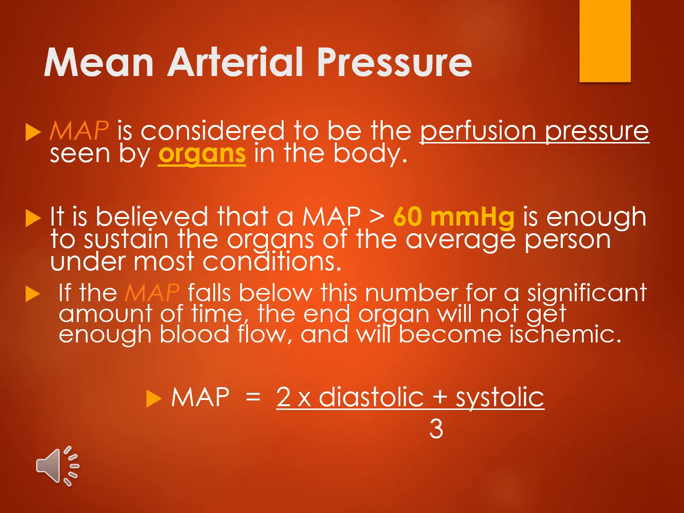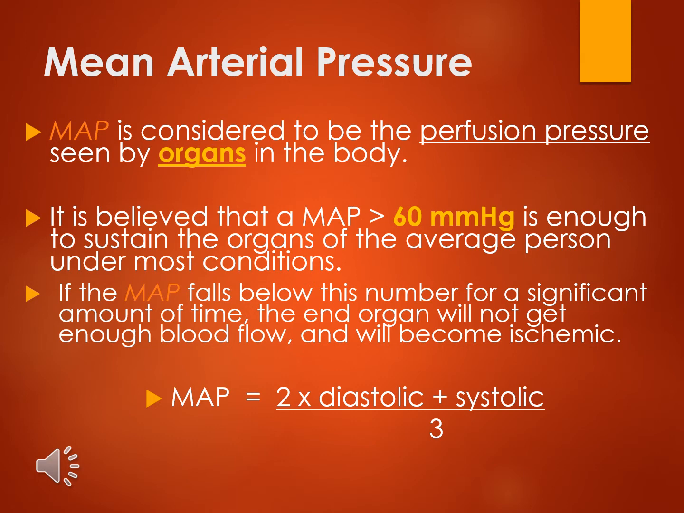How do we figure our MAP? It is 2 times the diastolic plus systolic, divided by 3. So if I were to give you a patient that had a blood pressure of 120 over 80, you're going to take 80 times 2, which is 160, plus 120, and get 280. Divide that by 3, and you're going to have a mean arterial pressure of greater than 90.